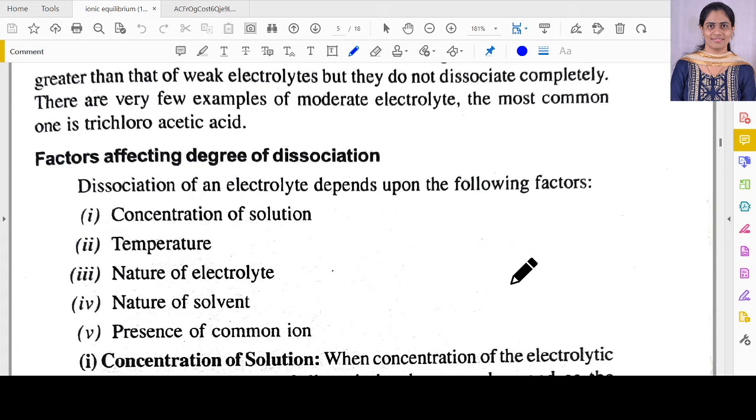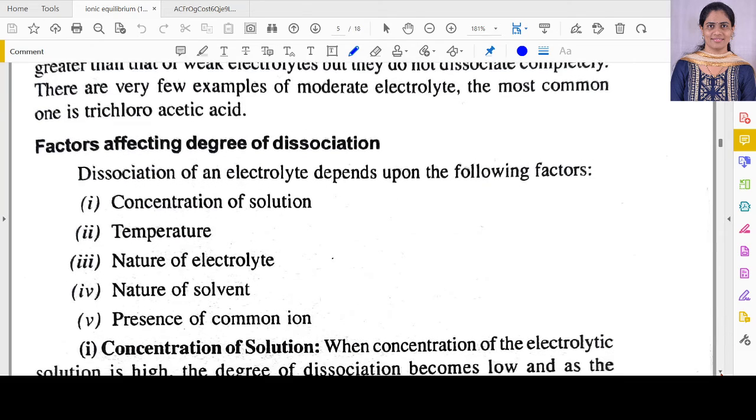Concentration: how, with respect to concentration of solution, the degree of dissociation increases or decreases. Then temperature we have seen, usually with respect to temperature dissociation increases. Then nature of electrolyte, then nature of solvent, common ion. So these effects we have seen.